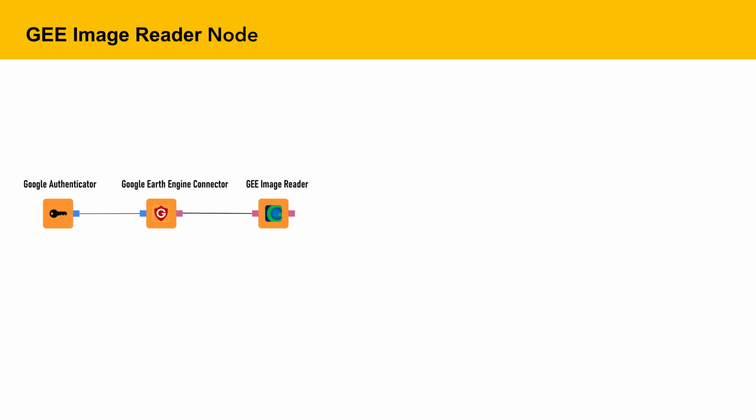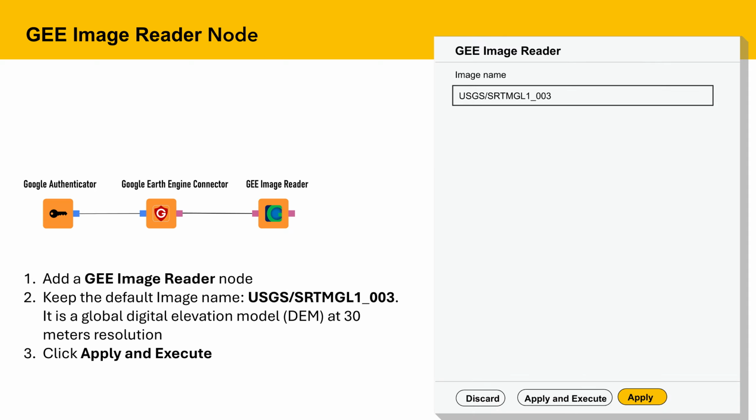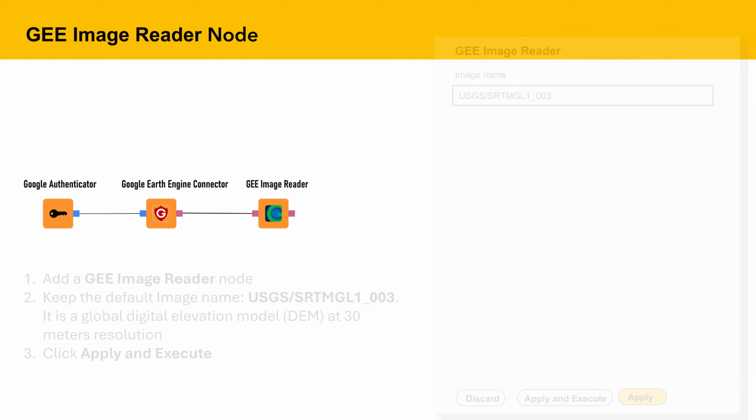After authentication and project connection, we can start reading data from Earth Engine. Add a G-Image Reader node to the workflow. In its configuration, keep the default image name, USGS1003. This is a global digital elevation model, a widely used dataset for global terrain analysis. We will use it here simply to visualize elevation across the world.